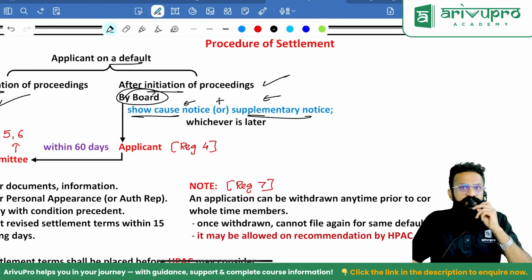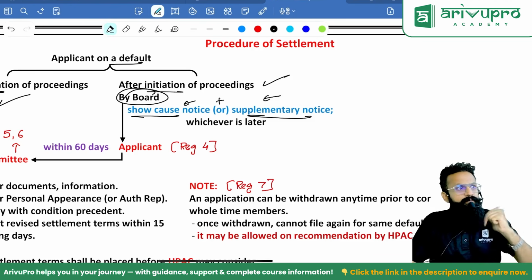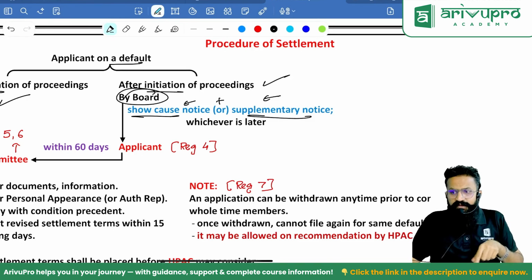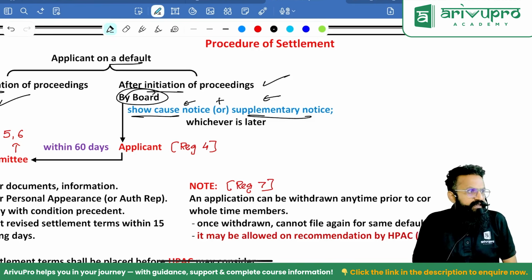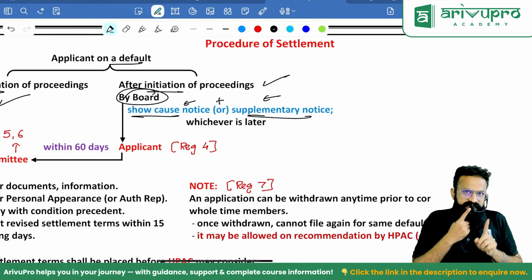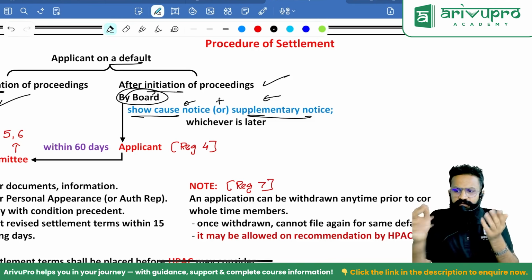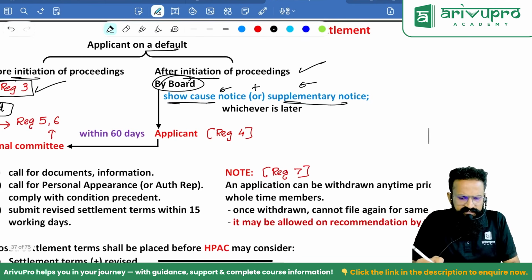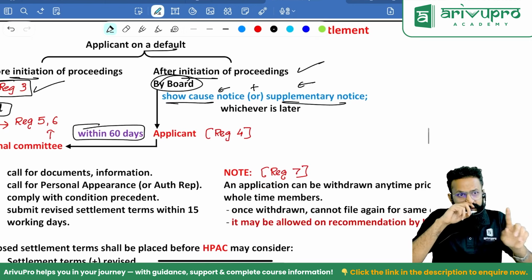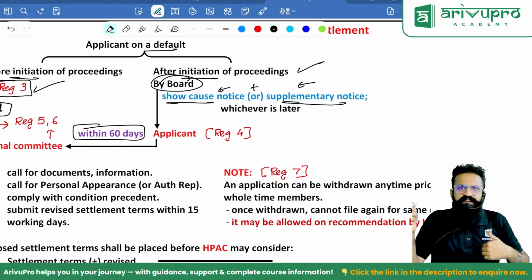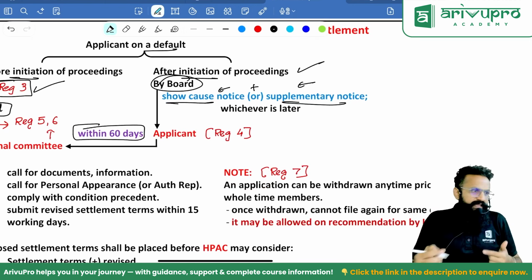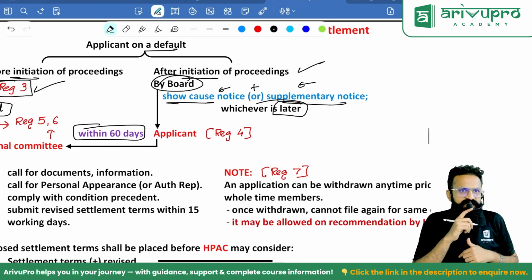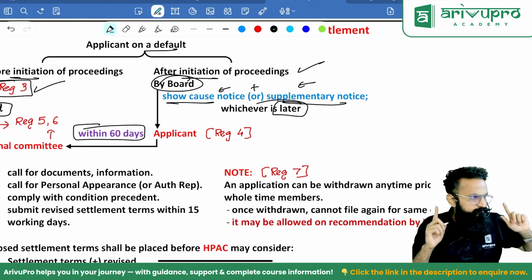Now the thing is, within how many days should I file the settlement application? Because even after SEBI has initiated proceedings, I can still go for settlement. Now the days will start from when? I need to go within 60 days. That is clear: 60 days from getting the first application or 60 days from getting the supplementary. They're telling you whichever is later. The 60 days will start from whichever is later.